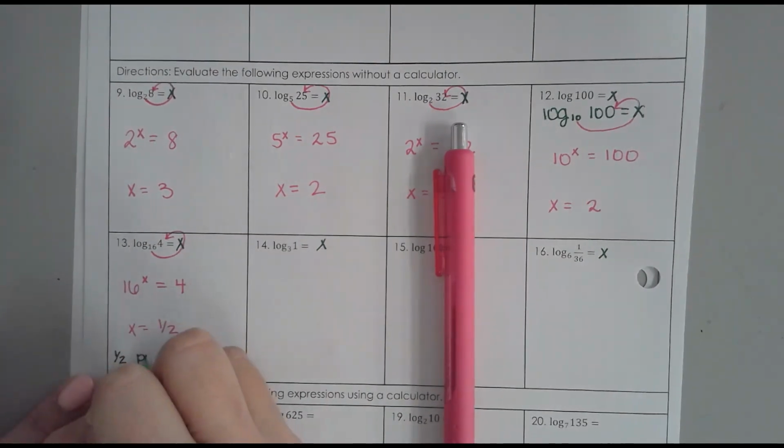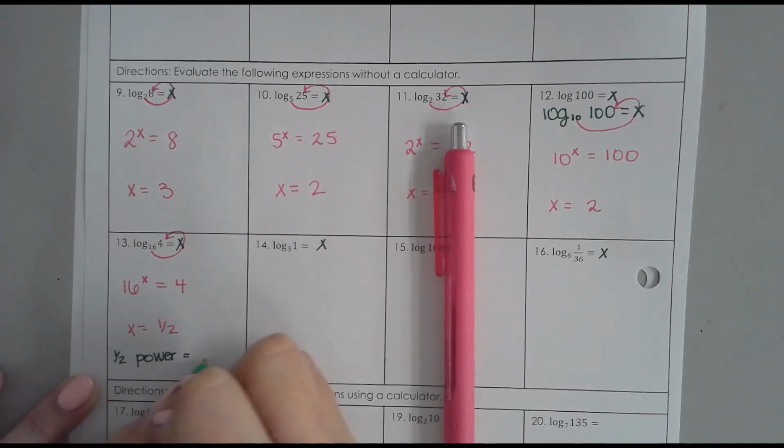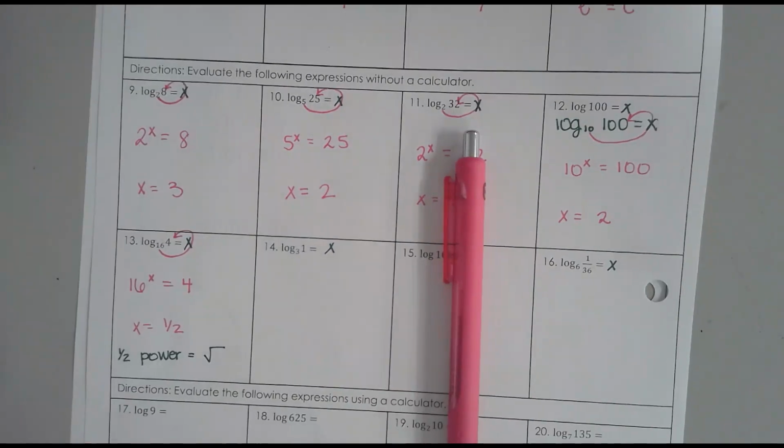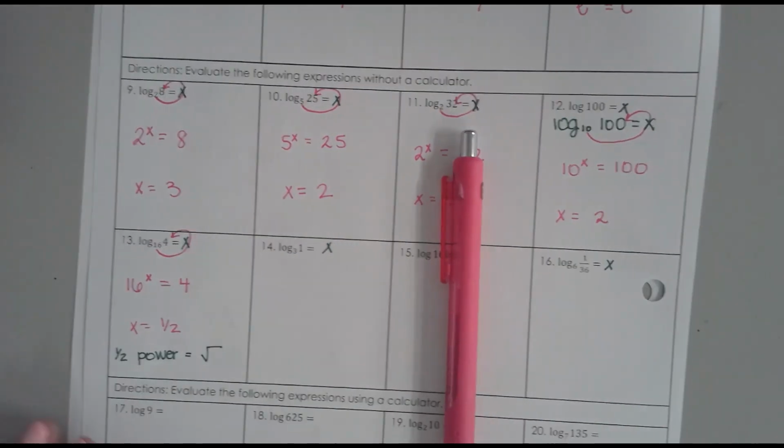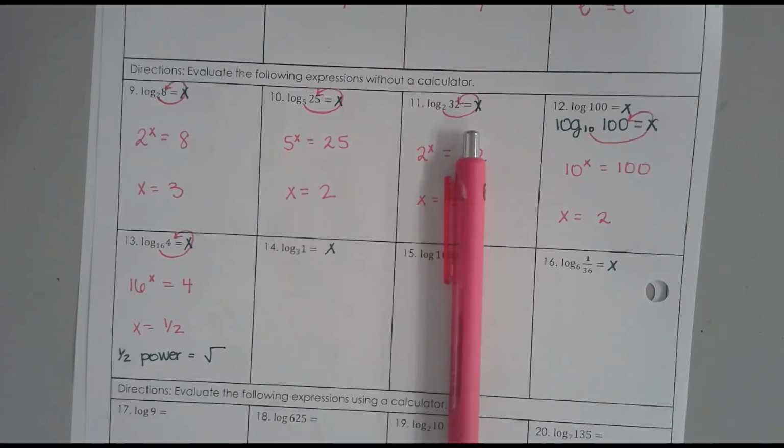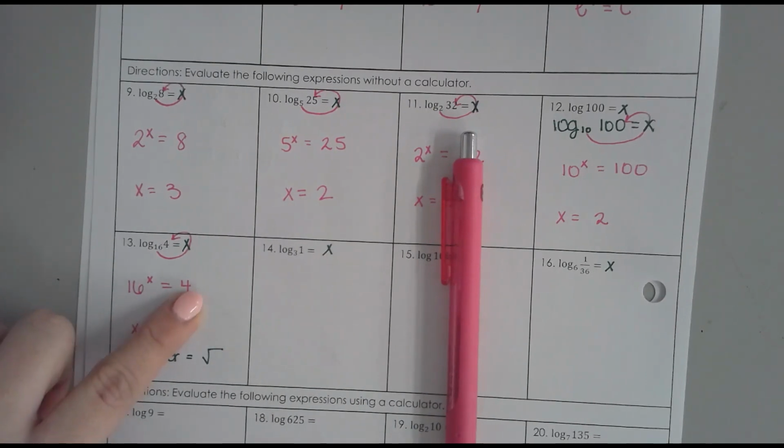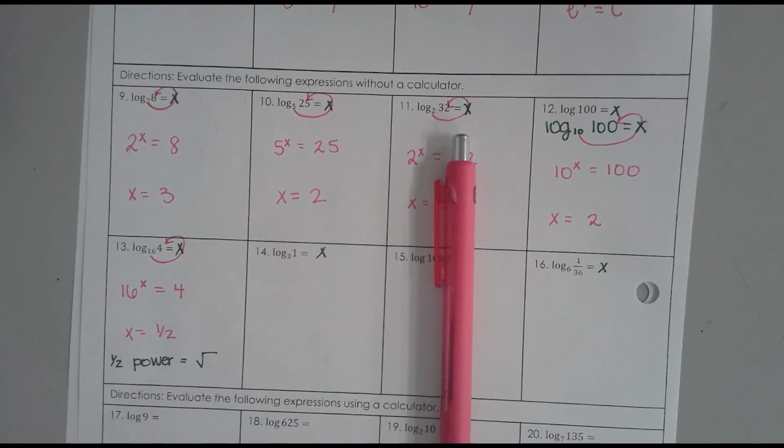A 1/2 power is the same thing as the square root. A 1/3 power is the same as the cubed root. A 1/4 power is the same as the fourth root. And so I know that the square root of 16 is 4. So that's why it's a 1/2 power.